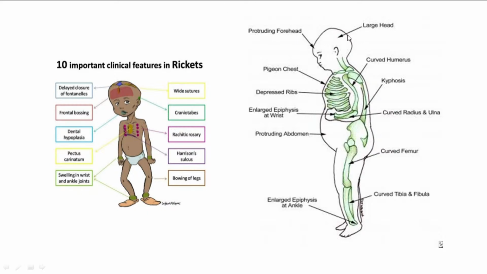Protruding forehead, large head circumference, curved humerus, kyphosis, curved radius and ulna, curved femur, curved tibia and fibula, enlarged epiphysis at the ankle, protruding abdomen because of hypotonia of the muscle system, depressed ribs, pigeon chest, enlarged epiphysis at the wrist, dental hypoplasia and delayed eruption of the teeth, Harrison groove or Harrison sulcus, rachitic rosary, craniotabes, wide sutures, swelling in wrist and ankle joints, frontal bossing, and delayed closure of fontanelles. These are some clinical features of rickets.